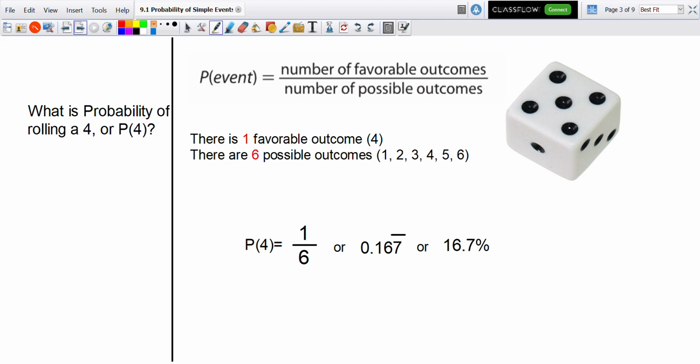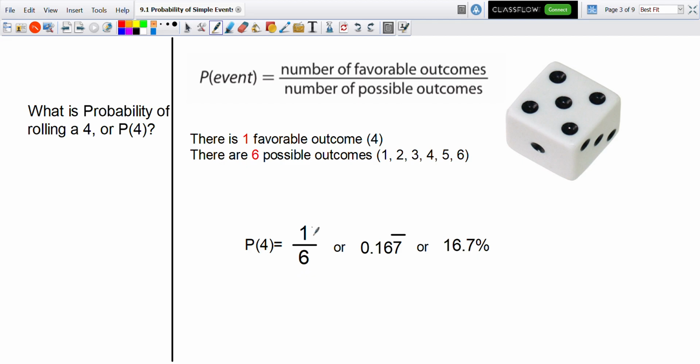So let's just do some examples here. What is the probability of rolling a 4, or P of 4? Remember that the probability of an event can be found by putting the number of favorable outcomes over the number of possible outcomes. So since we're looking for a 4, on this dice here, there's only one favorable outcome. It's landing on that 4. That's why there's a 1 on top here. Out of how many possible outcomes are there? There are 6 sides on this dice, so there are 6 possible outcomes.